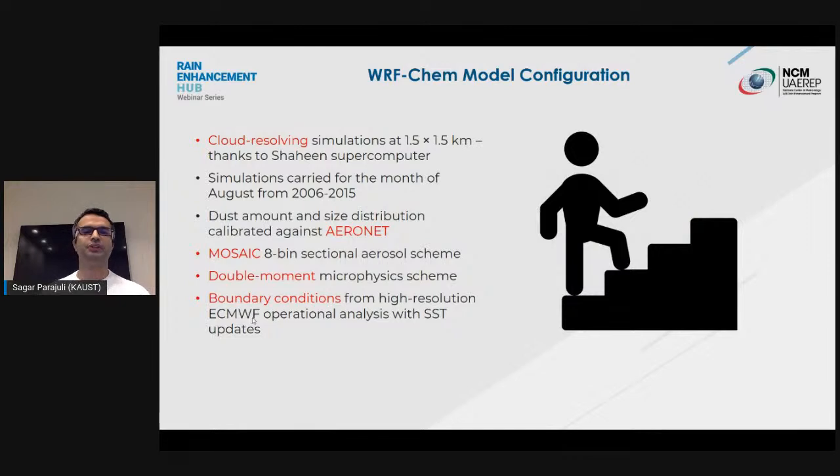We do our simulations at a cloud resolving scale, and we carry out our simulations for the month of August for 10 years, from 2006 to 2015. We focus on August because sea breezes are particularly strong during this month. We want to get a realistic quantification of dust effect on rainfall. So before doing our calculations, we calibrated the dust amount and size distribution according to the AERONET observations. And we use one of the most developed aerosol schemes, called the MOSAIC 8-bin sectional aerosol scheme, coupled with a double moment microphysics scheme, and we use boundary conditions from high resolution ECMWF operational analysis with SST updates.